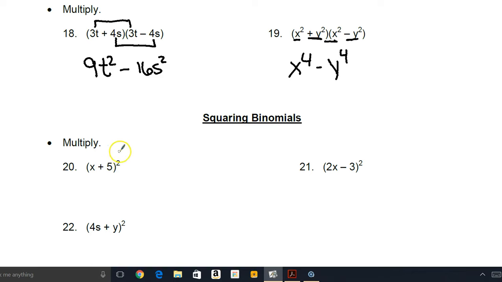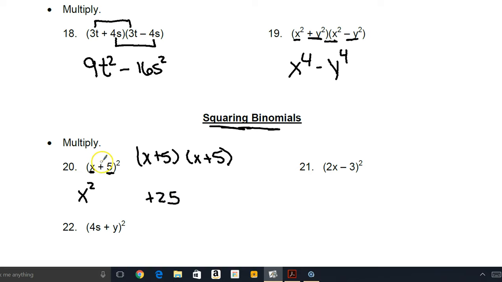Squaring binomials. Well, squaring binomials is just like saying x plus 5 times x plus 5. And again, you could write that vertical and write it horizontal and multiply just like we've been doing up there. Or you can learn the formula for squaring binomials. You square the first, which is x squared. You square the last, which is 25. Now you multiply the two together and then multiply by 2. So 5x times 2 is 10x.